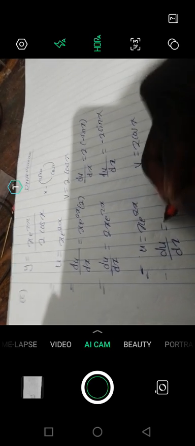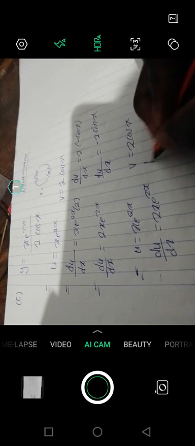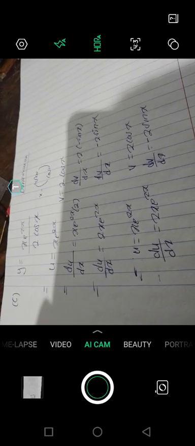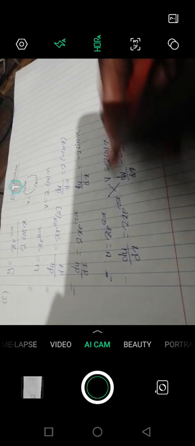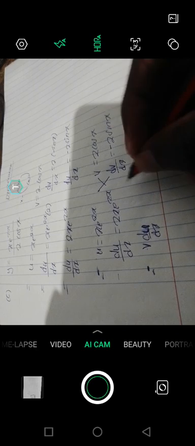Then the derivative of this one is du over dx, which is equal to 2x e to the power 2x, and dv over dx is equal to negative 2 sine x. Then, after doing this, to show this should multiply with this, and this should multiply with this, I have to show v multiplied with du over dx, and u multiplied with dv over dx.